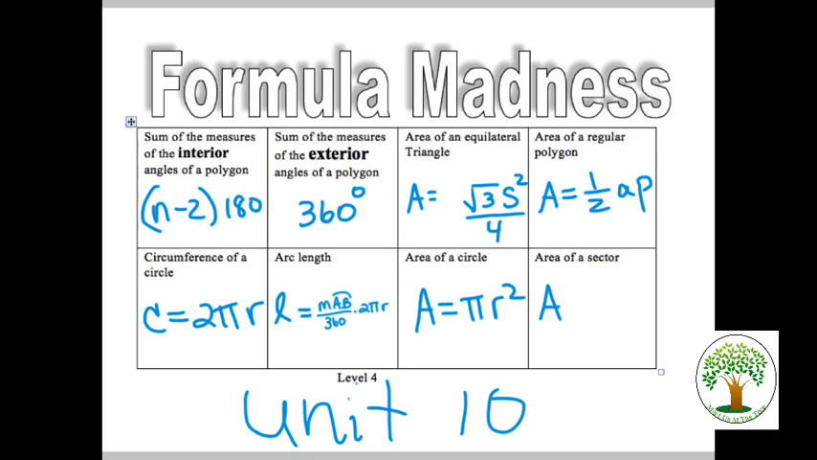Our last one is the area of a sector. The area of a sector will also have a pi r squared in it, so let's look at that. We have A equals the measure of arc AB over 360. Then we're just going to tack on the pi r squared.